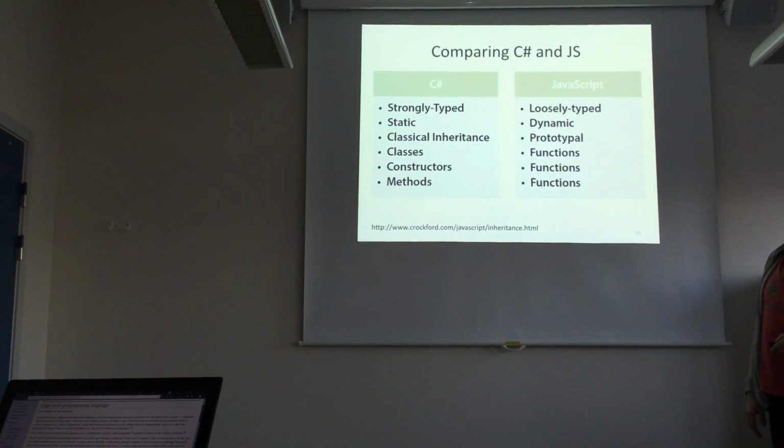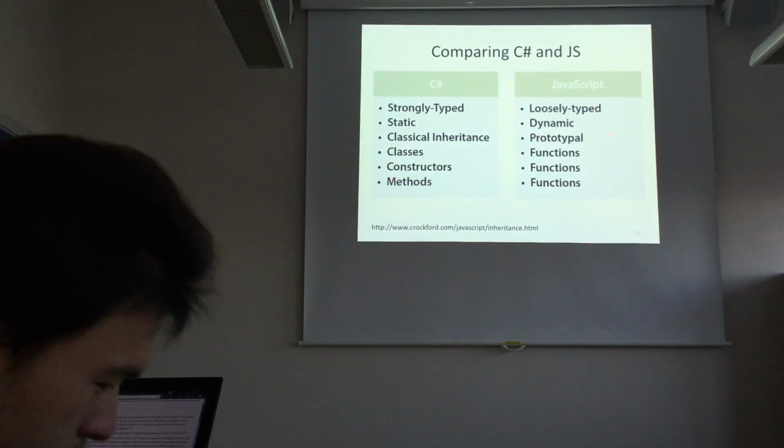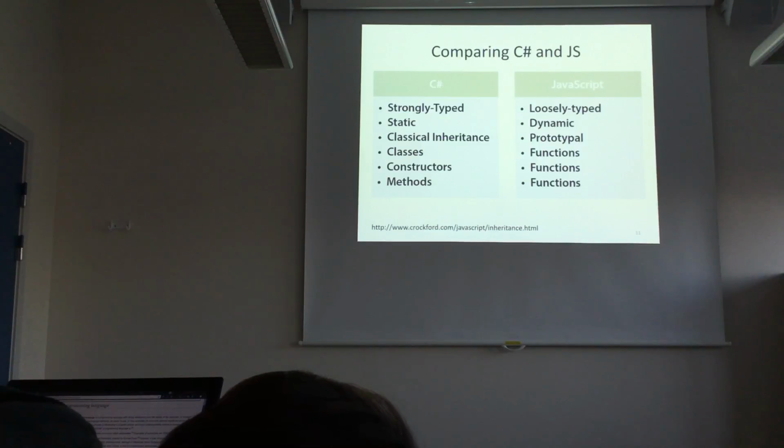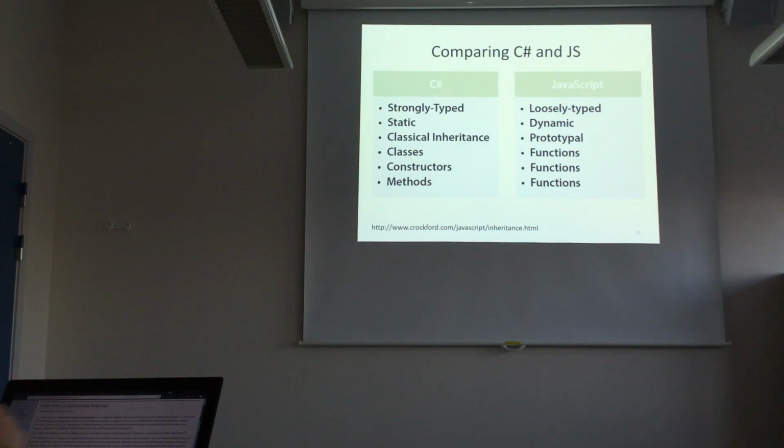So if you compare C# and JavaScript, you can see C# is strongly typed. You cannot do anything without a type. JavaScript is not. C# is static. You cannot change it, so it's compiled, and whenever you have a class, it's defined. So you cannot change that. You cannot change the variable from one type to another, while JavaScript is dynamic.